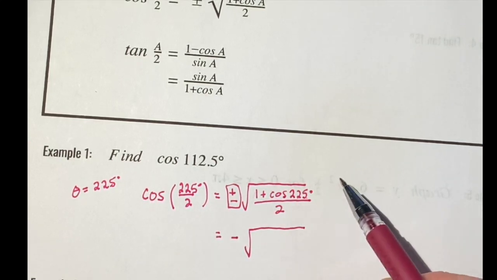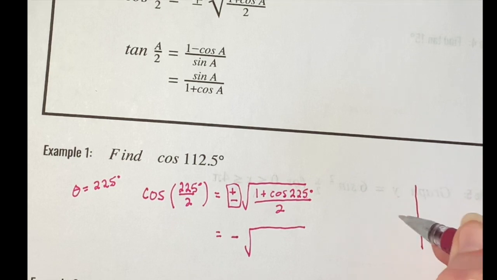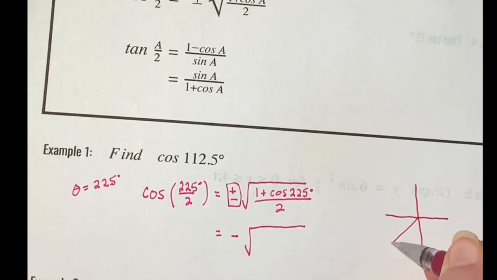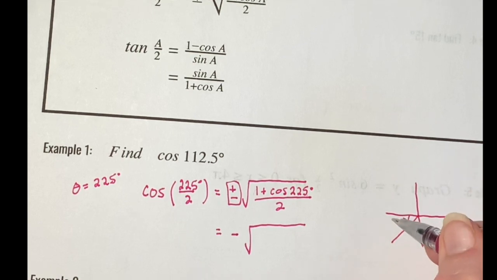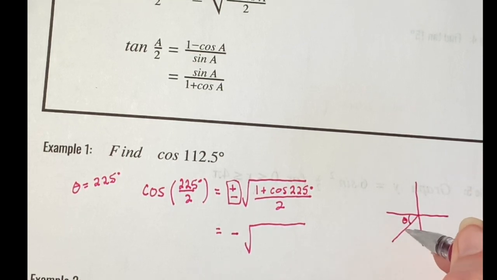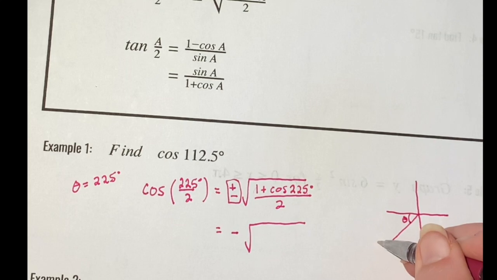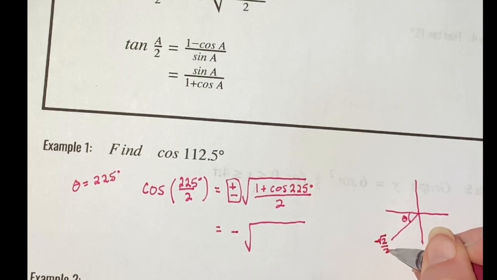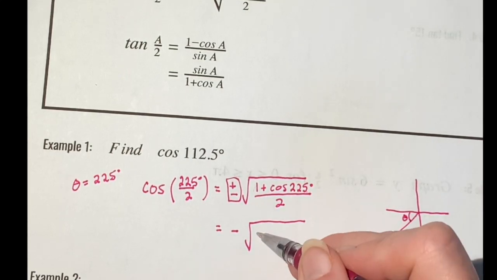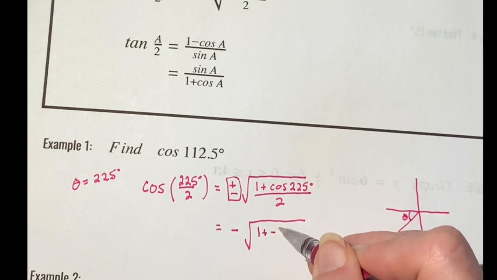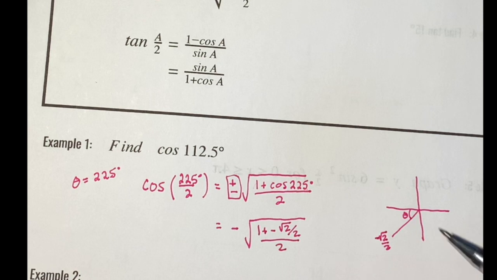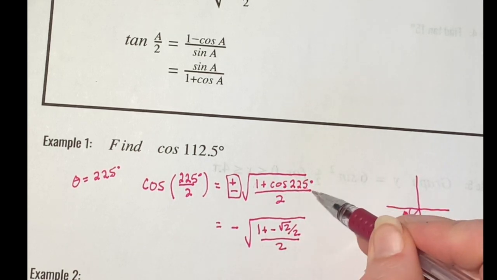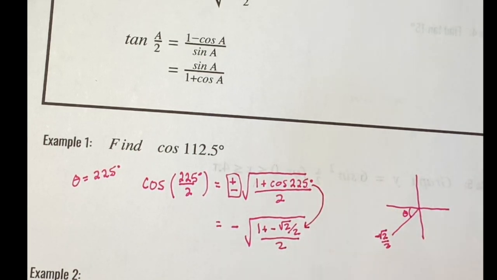The cosine of 225 is an angle that lies in quadrant 3. It's the 45 degree reference angle. Cosine in quadrant 3 is negative, and the cosine of a 45 degree angle is square root of 2 over 2. So the cosine of 225 degrees is negative square root of 2 over 2. All I did in this step was evaluate the cosine of 225 degrees.